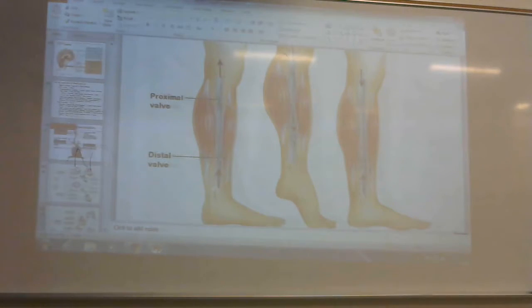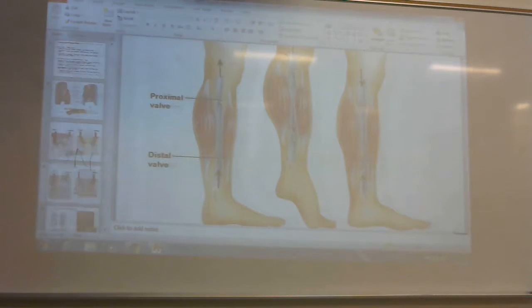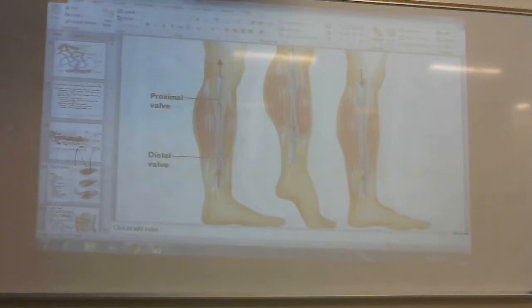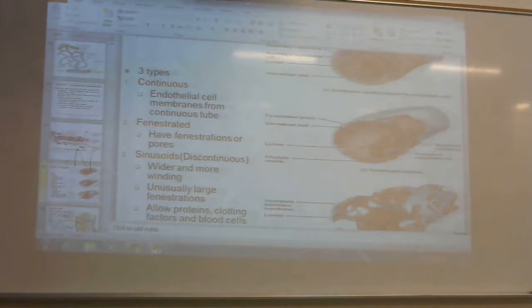The last part of this chapter talks about tissue perfusion. So we're talking about our capillaries now. Of the three types of blood vessels, capillaries are your exchange vessels. They have pores, they have openings. They even classify capillaries depending on the type of opening that they have.